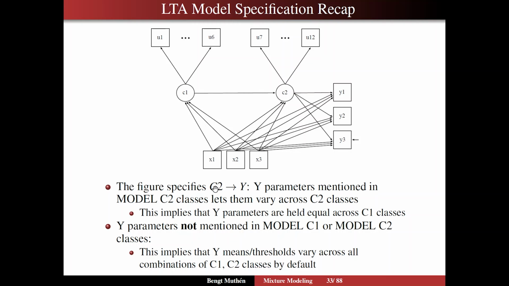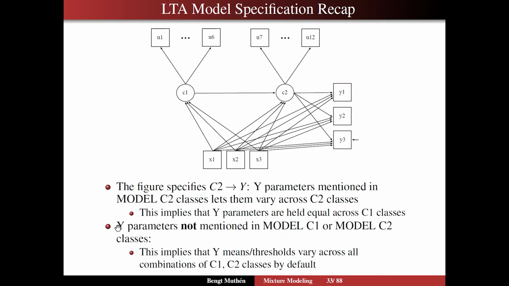So it specifies that C2 influences Y. C2 influences the Y, the distal outcomes, and they're not influenced by C1. So to handle that, we used Y parameters that we mentioned in the model C2 classes to let them vary across the C2 classes. And that specification then implies that the Y parameters are held equal across the C1 classes. So when we say that they vary across C2 classes, we implicitly also say that they're held equal across C1 classes. Otherwise, they would be influenced by C1 as well.